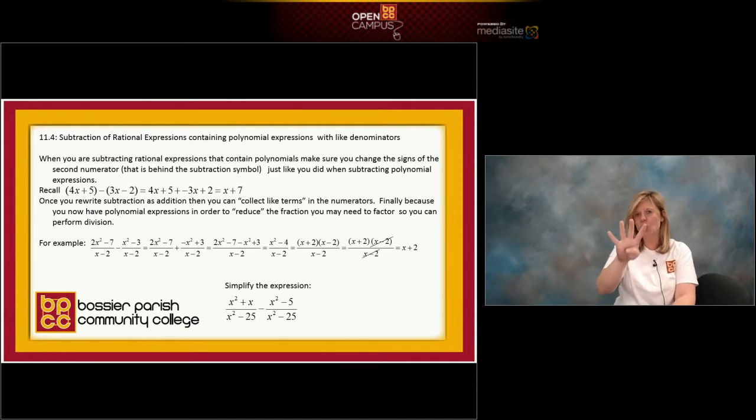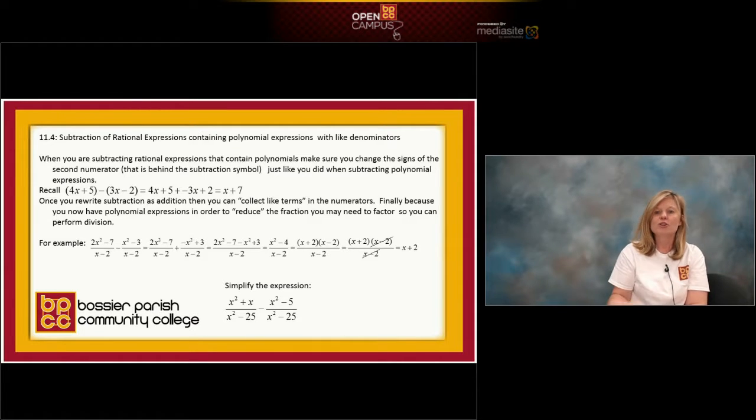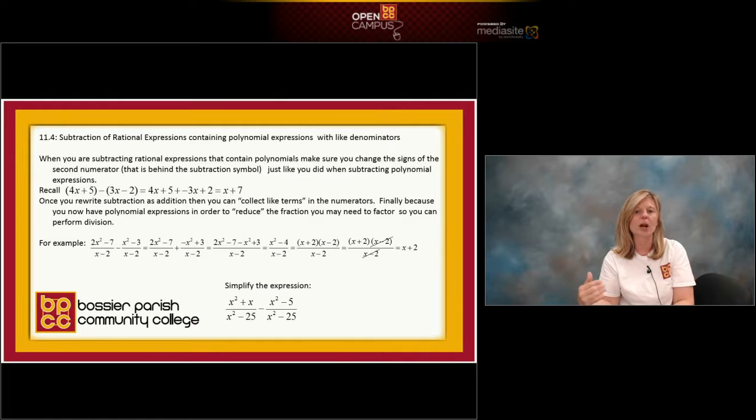We have 4 terms now in the numerator. Are all 4 alike? No. Let's find the terms that are alike. So we'll take our 2x squared and subtract our x squared, and we'll get 1x squared. We'll take our negative 7 and put it together with our positive 3, and that will give me negative 4. So now I have in the numerator x squared minus 4 over my denominator x minus 2. So now I've done my job.